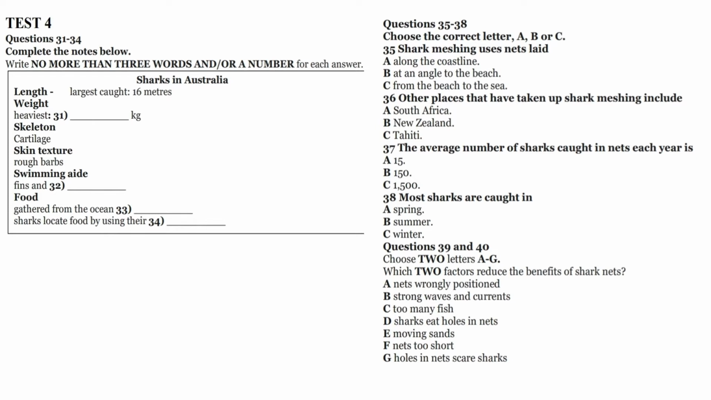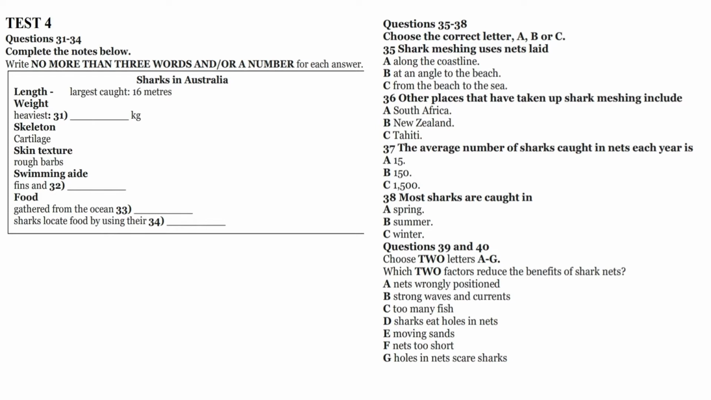When meshing began, approximately 1,500 sharks were caught in the first year. However, this declined in the years that followed, and since that time the average annual catch has been only about 150 a year. The majority of sharks are caught during the warmest months, from November to February, when sharks are most active, and when both the air and the ocean are at their maximum temperature.